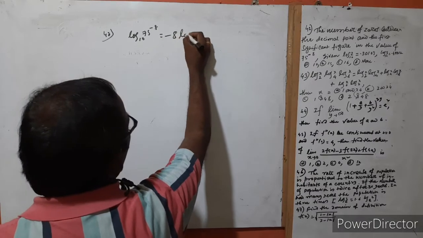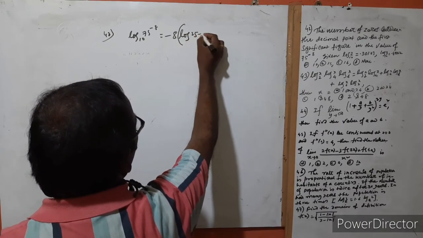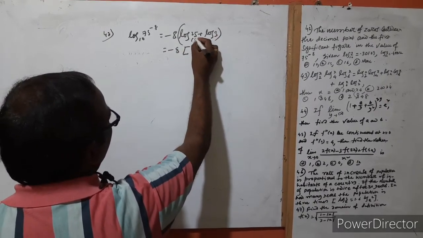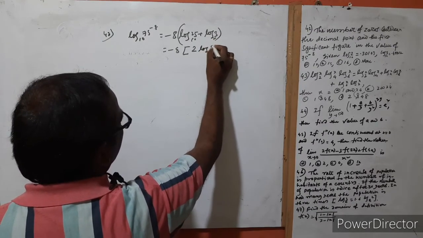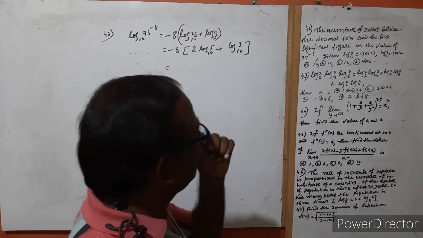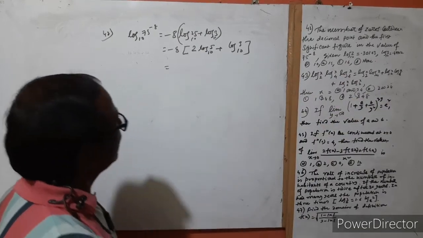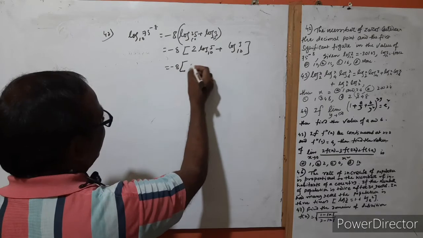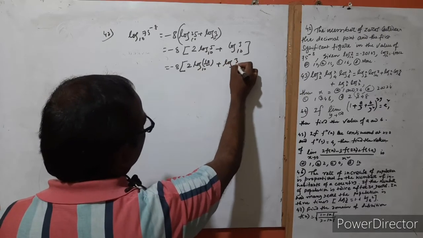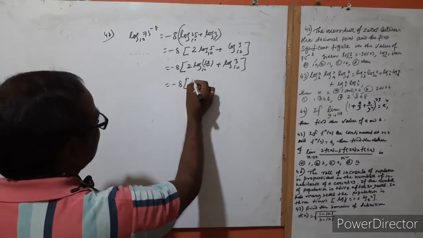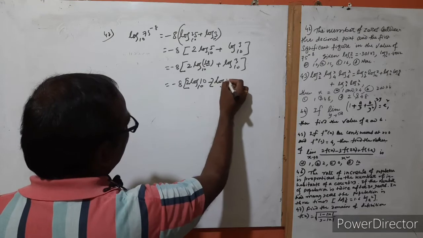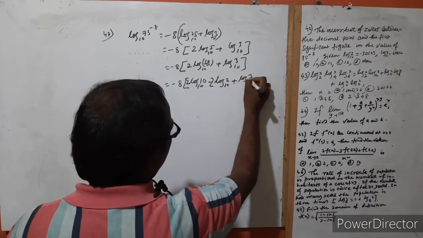So this is minus 8 log 75. We can write here 25 and this is 3. So this is minus 8, and this is 5 square, so 2 log 5 to the base 10 and log 3 to the base 10. In the given values, log 2 and log 3 are given but log 5 is not given, so that's why 5 can be written like that, 10 by 2 to the base 10, and this is log 3 to the base 10. This is minus 8, this is 2 log 10 to the base 10, this is again 2 log 2 to the base 10 plus log 3 to the base 10.